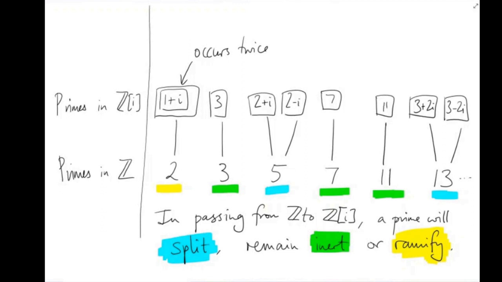Okay, are there any more primes in Z[i]? Are there any that don't occur by factorizing prime integers? Well, it turns out, and it's not hard to prove, that the answer is no. This is all of them. So we have our units and our primes.